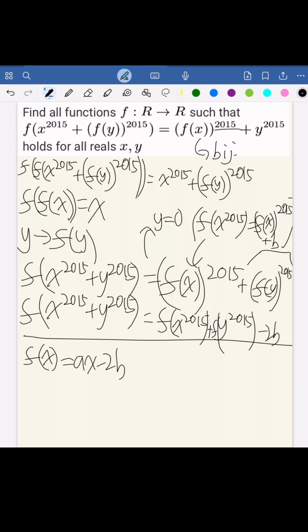So after substituting in, remember that this is only for x's in the rationals. After substituting in, I'll remove the substituting process. But let me just tell you that a equals plus or minus 1, b is 0.